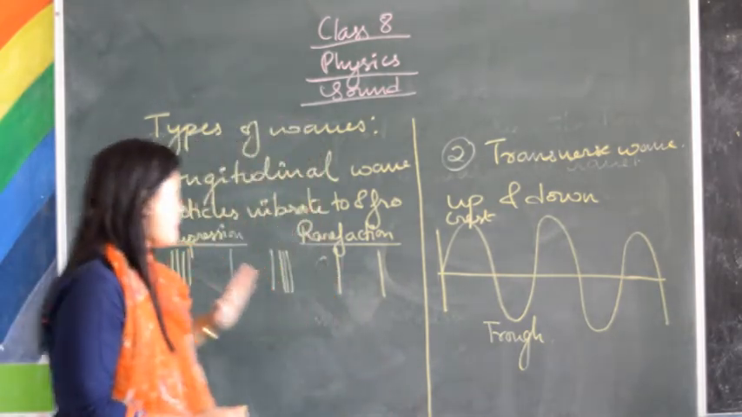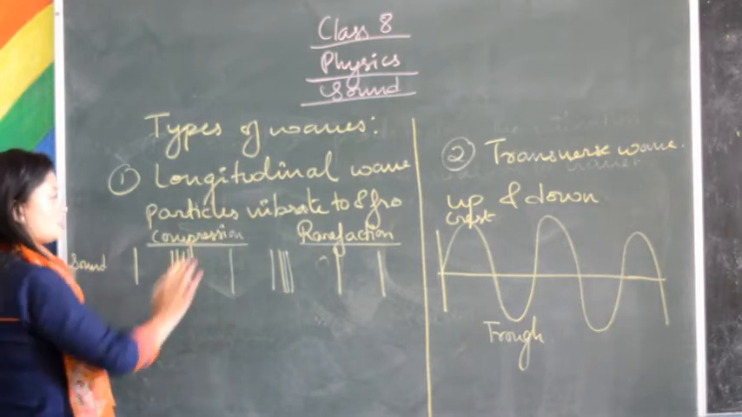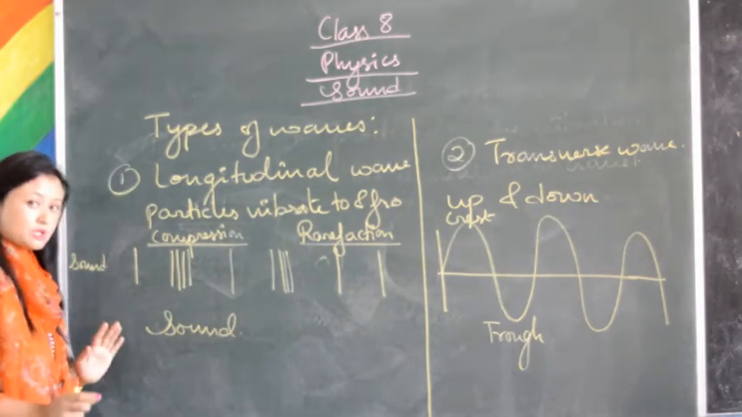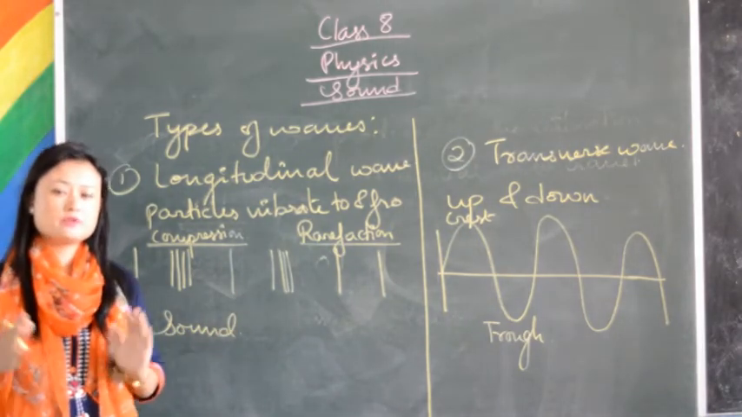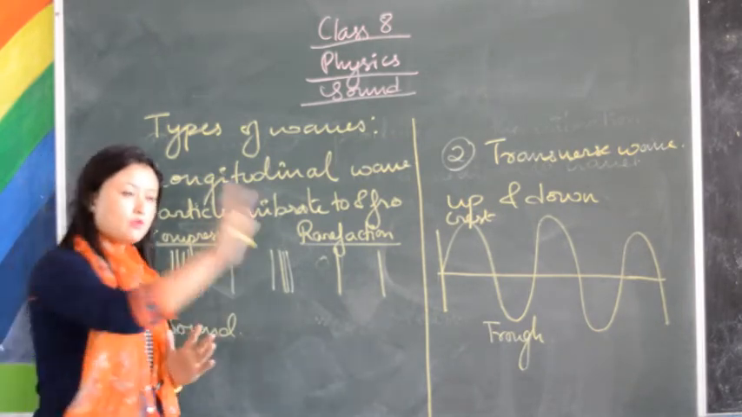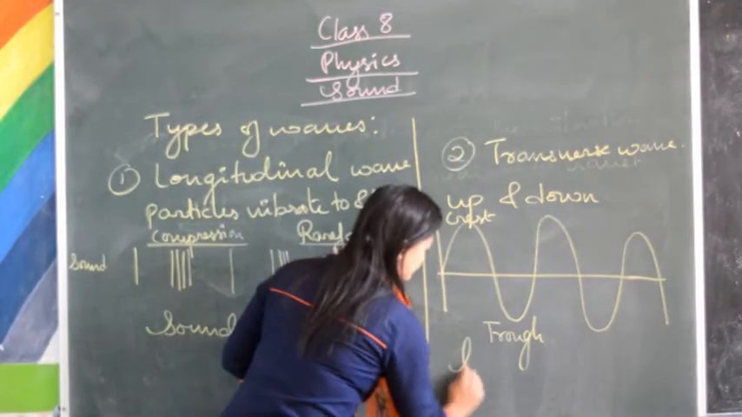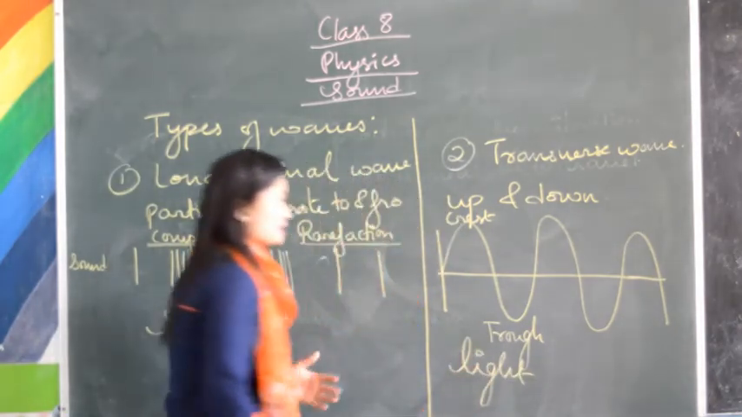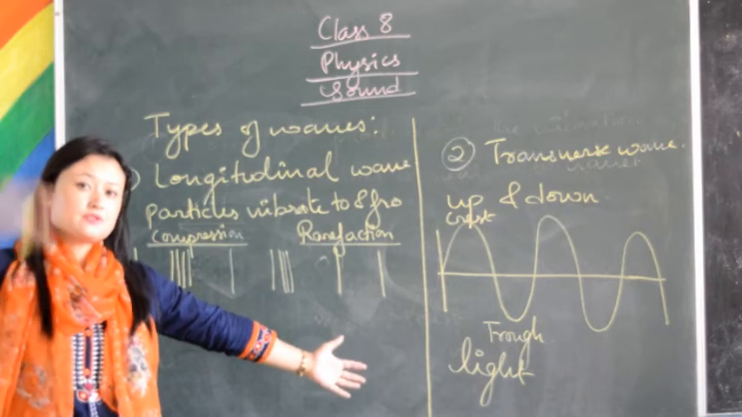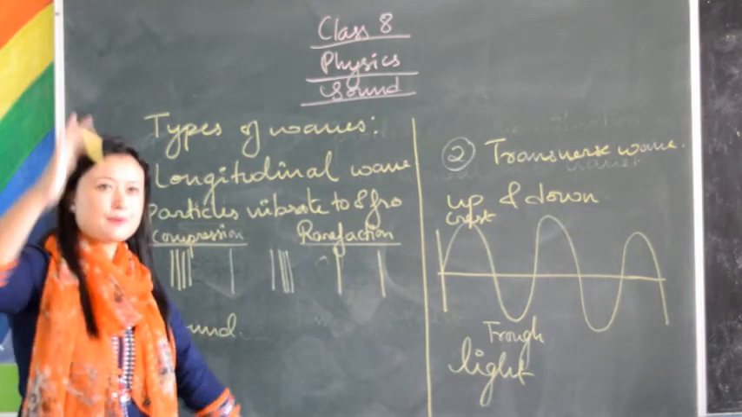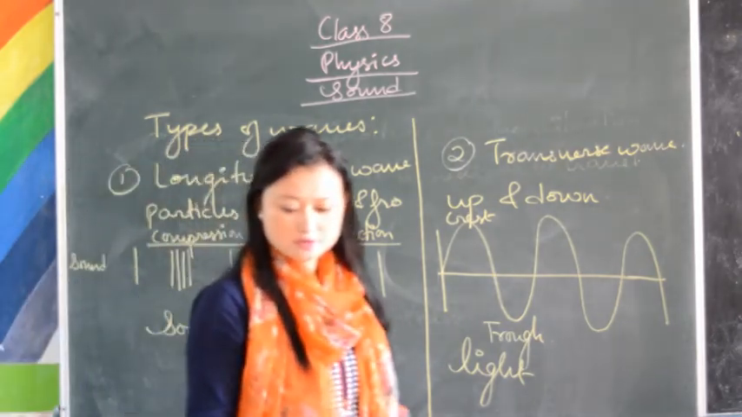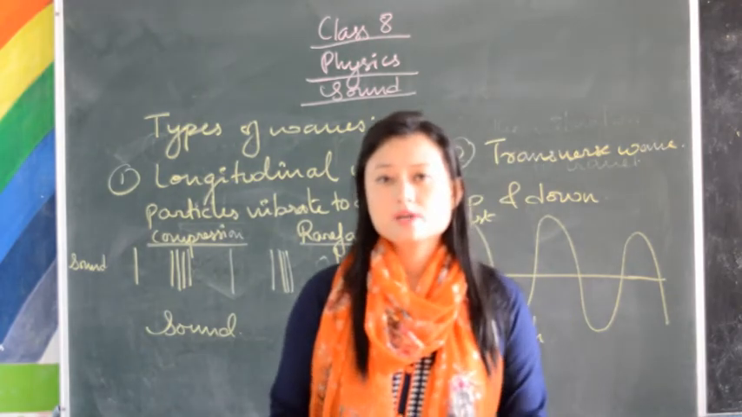And the third one is, sound travels in the form of a longitudinal wave. It goes forward, comes back. This is how sound is produced. The particles move forward, go back, forward, back. And light represents a transverse wave. So the particles of light travel up and down. So these are the differences between longitudinal wave and transverse wave.